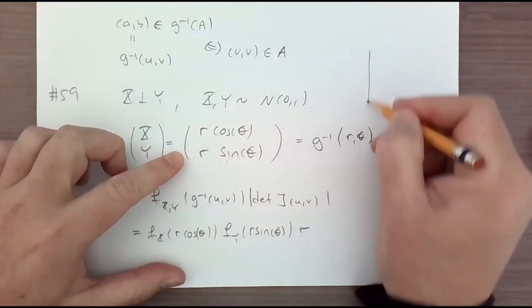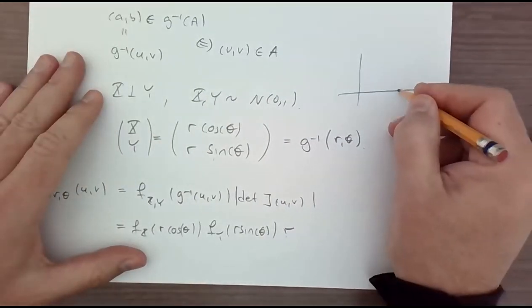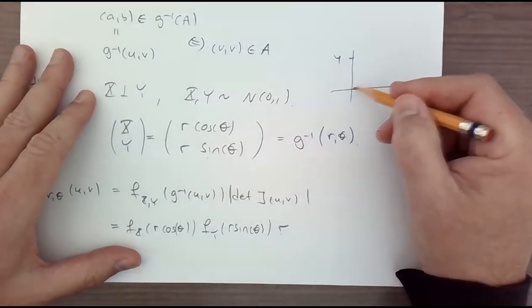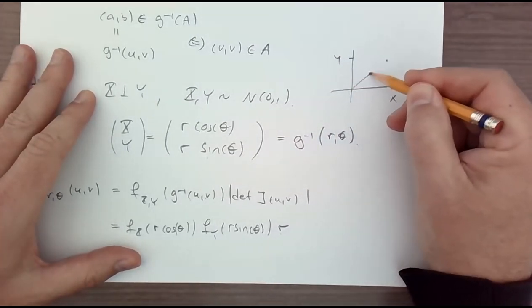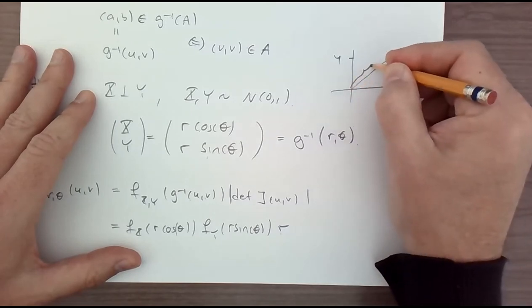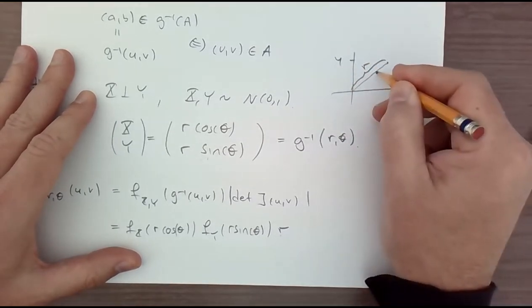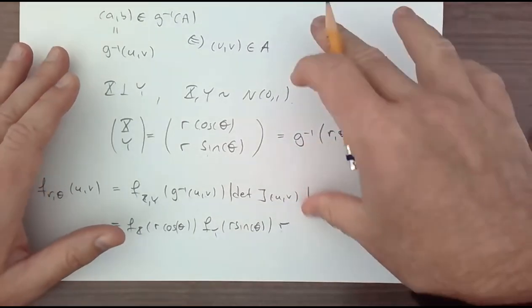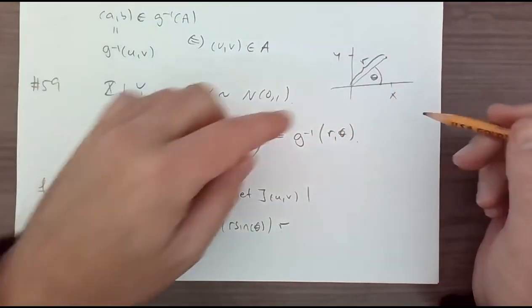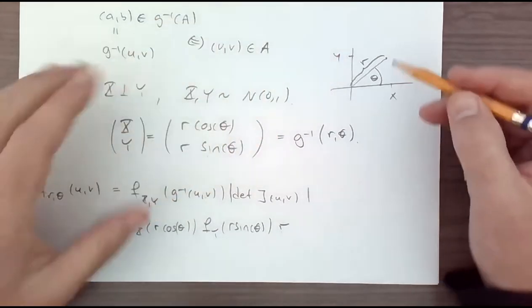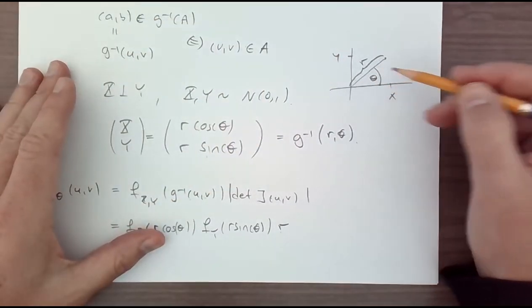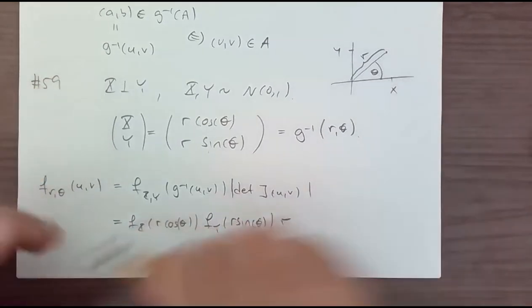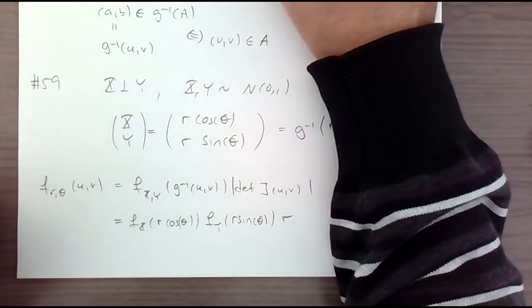R is the length in the representation. When I'm thinking about an x and a y, one way to think about these two is as a length, which is going to be my r, and an angle, which is going to be my theta. So any point in R2 you can write either in its coordinates x and y, or as a length and an angle, and the angle is between 0 and 2 pi. So that's the new density you have there.